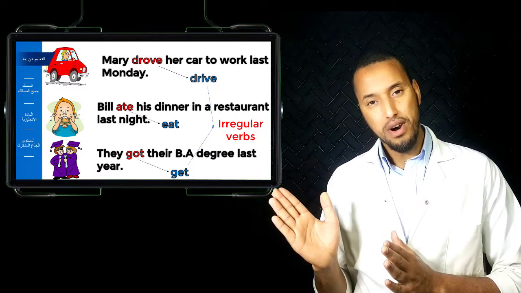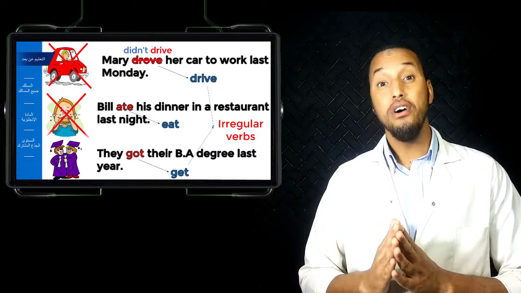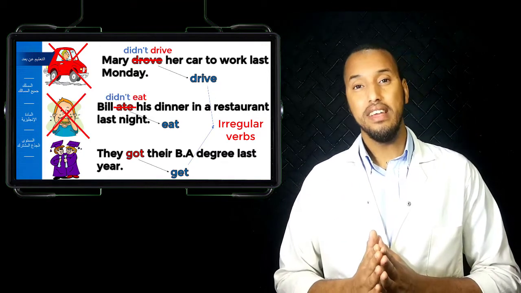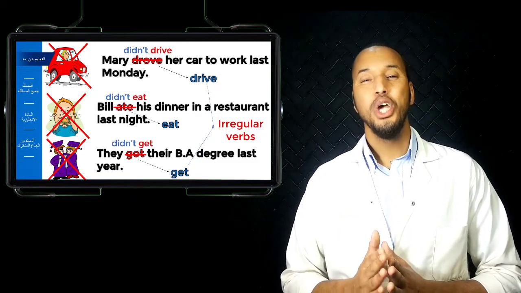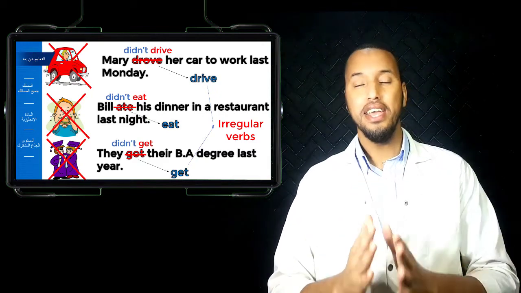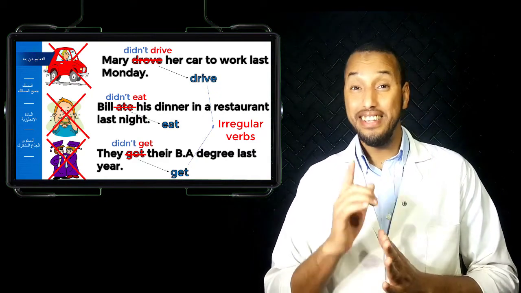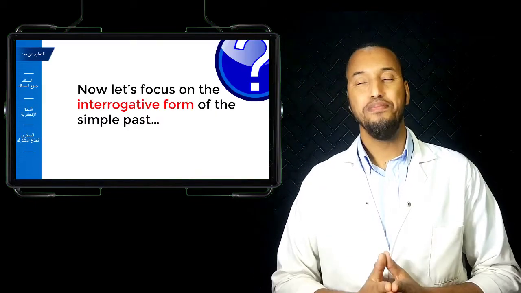The negative form of drove is didn't drive. The negative form of ate is didn't eat. And the negative form of got is didn't get. We don't change the verb at all in the negative form. We just add didn't or the full form did not.